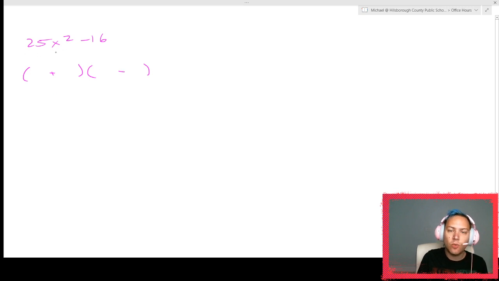And you look at the first thing. Well, what's the square root of 25x squared? The square root of 25 is 5, and the square root of x squared is x, so 5x. You put that in both the parentheses for spots. Then look at the 16. What's the square root of 16? 4. So I'm going to put a 4 here and a 4 here. And that's your factored version: 5x plus 4, 5x minus 4. Difference of two squares.